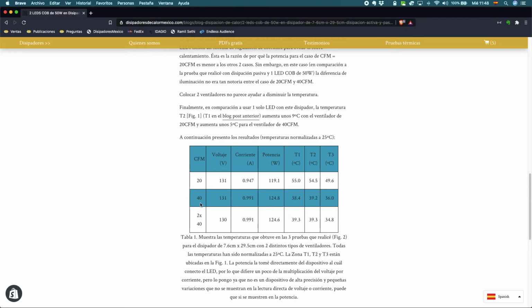Lastly, the difference between this configuration and the configuration with only one LED is that using the 20 CFM fan, the temperature rises about 9 degrees centigrade, and with a 40 CFM fan, it rises 5 degrees centigrade.